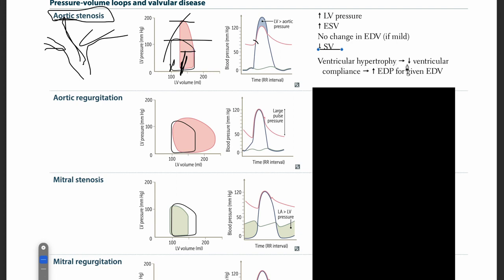Ventricular hypertrophy will cause a decrease in ventricular compliance and an increase in end diastolic pressure for a given end diastolic volume. Okay, so ventricular hypertrophy will do what? It decreases the ventricular compliance, obviously, and there will be an increase in end diastolic pressure for a given end diastolic volume.